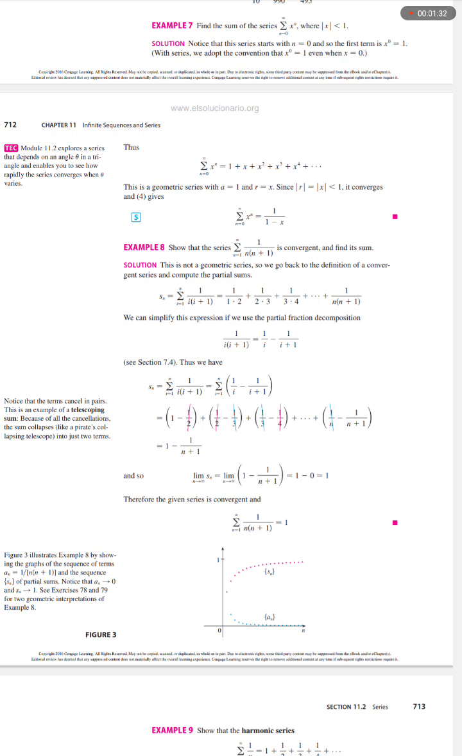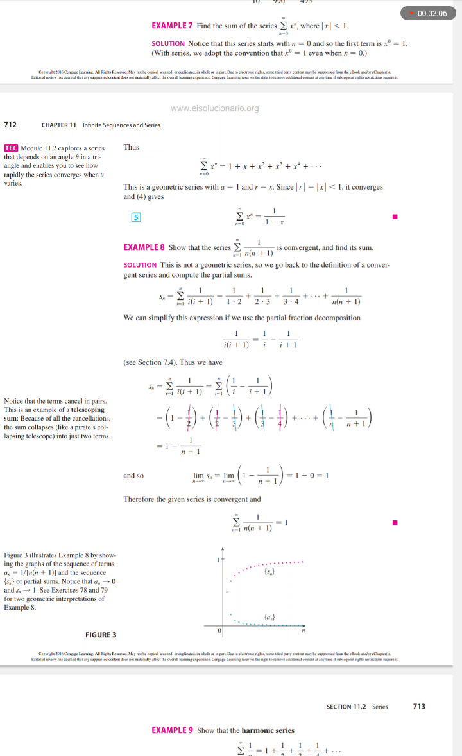And definition 4 gives us this definition 5, which is the sum from n equals 0 to infinity of x to the power n equals 1 over 1 minus x.